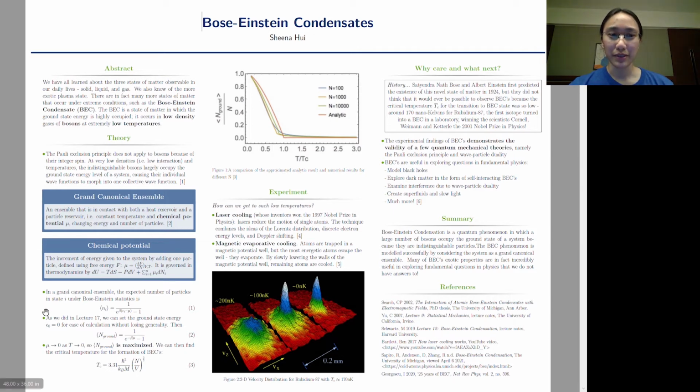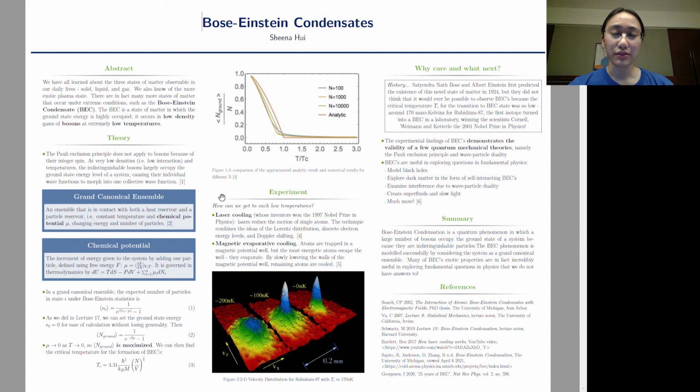Equations 1 to 3 in my poster describe the mean number of particles in each state and the critical temperature for BECs to form. In figure 1, we see graphs showing the proportion of particles in ground state as a function of temperature calculated using Bose-Einstein statistics. These curves look far different than predictions using Maxwell-Boltzmann's statistics, where the graph only sharply increases when the temperature approaches absolute zero. Now, onto the experimental procedure.